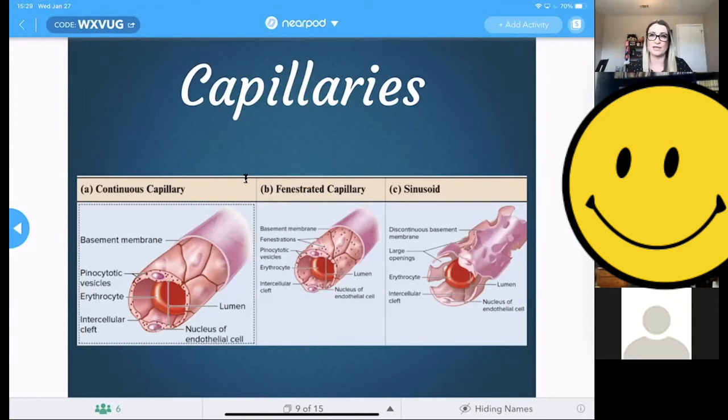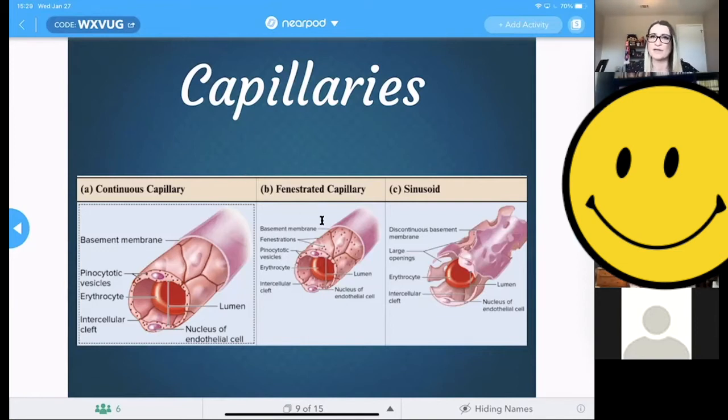So you see them in places where you also want to maximize the transport in and out of the blood, which kidneys would be. Small intestine, this is where you're absorbing all the nutrients. So having the fenestrated capillary is more beneficial for increased absorption. And then endocrine glands for passing the hormones.